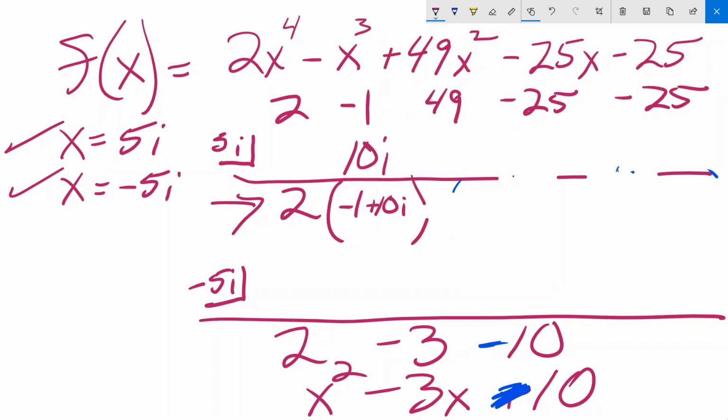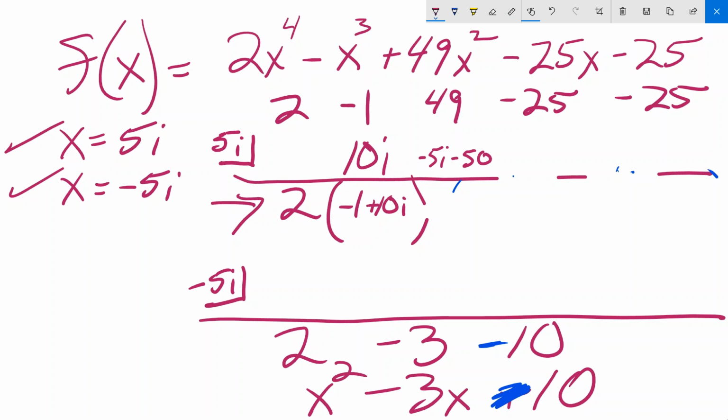So 5i times minus 1 is minus 5i. And 5i times 10i is 50i squared, which is minus 50. Oh, 50i squared is minus 50, right? Right. i squared is minus 1. Yeah, I forgot about that. What I had was positive 50i squared. Right, I forgot about that rule.